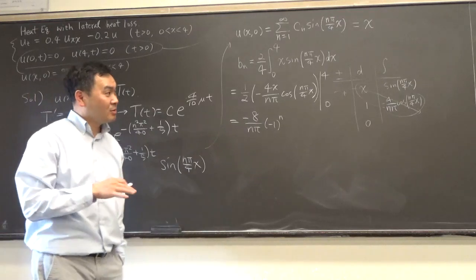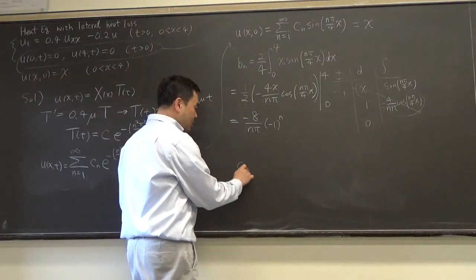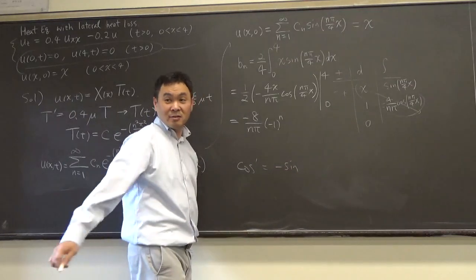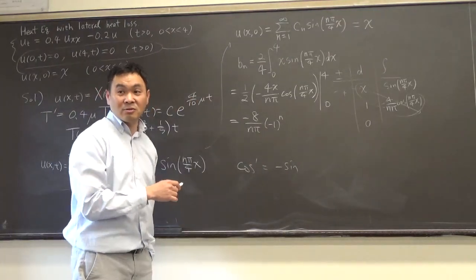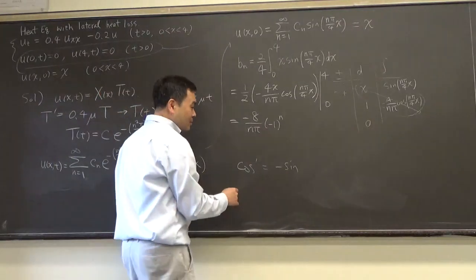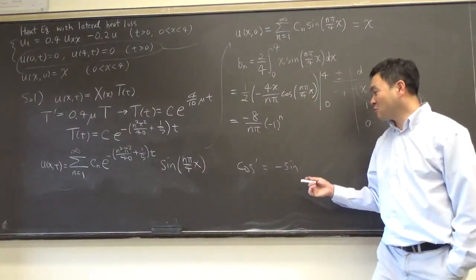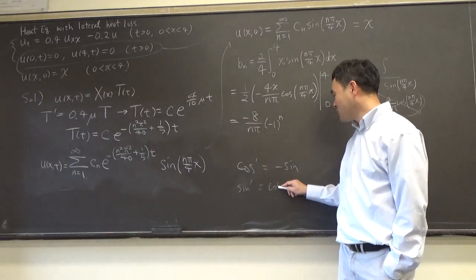Why does it go to negative cosine and not positive? Oh, because cosine differentiates to negative sine, right? So if you integrate sine, you get negative cosine. You know, it's really easy to confuse between the two. The sine integrates to negative cosine.